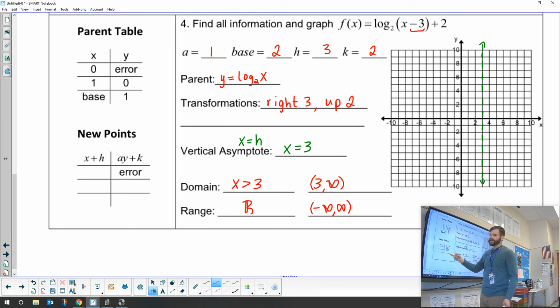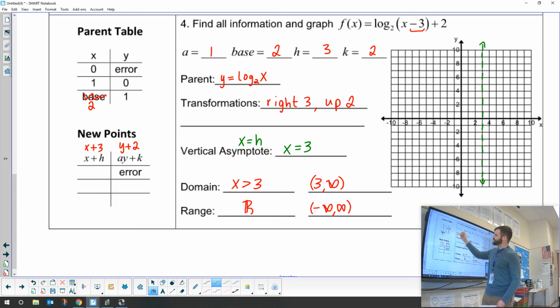Then let's get some actual points on my graph. So if we look back, this is our parent table. And so we can go, okay, we know I have a base of 2, and that's just going to be an error. So these are our new points that we can put on my graph. And so we're going to go x plus h. Now my h is 3, so for each one of these we're going to go x plus 3, and we're going to go a times y plus k to find my y's. So we're going to go y plus 2.